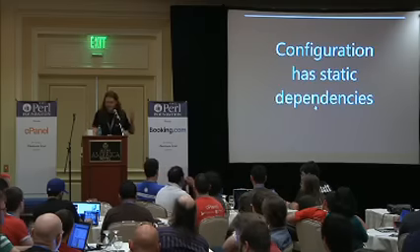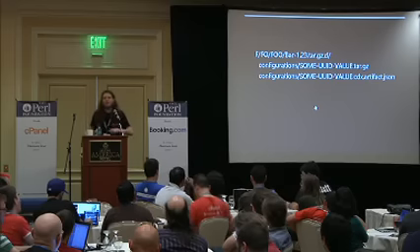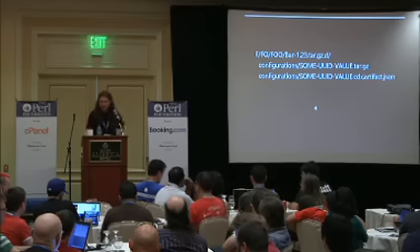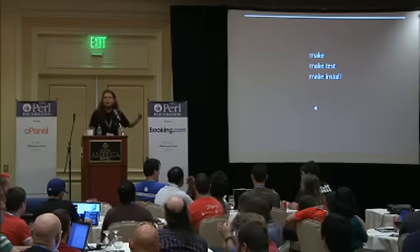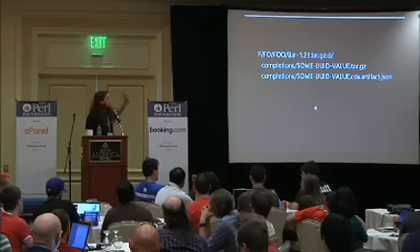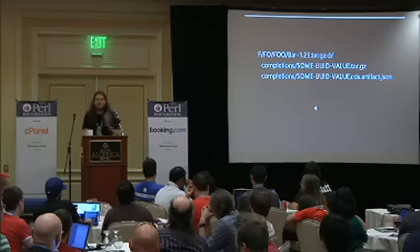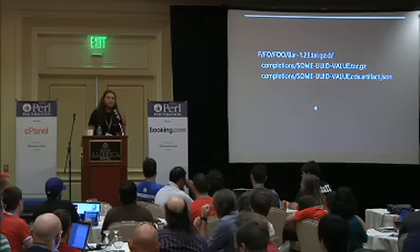Configuration has static dependencies, so that's relatively easy. So you basically untar the thing, run makefile.pl, tar it back up, record it under a UUID, resolve the real dependencies from myMeta, and now you can do your make test, make install. And that gives you what I refer to as a completion, which is basically a build directory that everything's been done on. I'm snapshotting everything as I go along, because if something fails to build, I want to be able to go back and untar the one that failed and look.